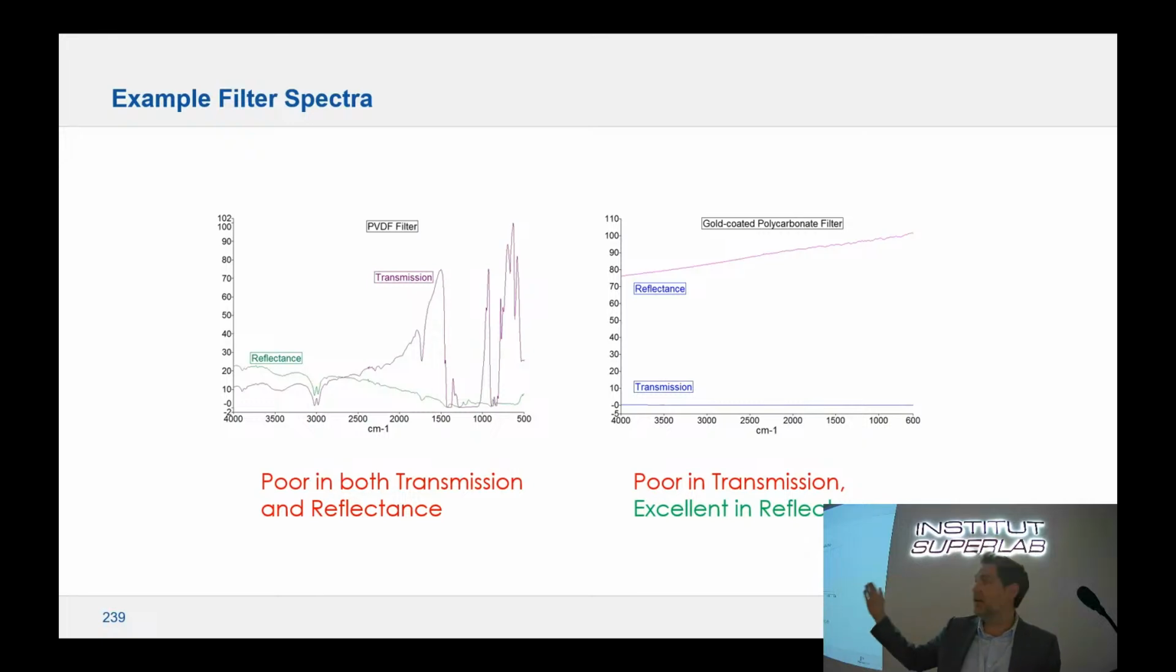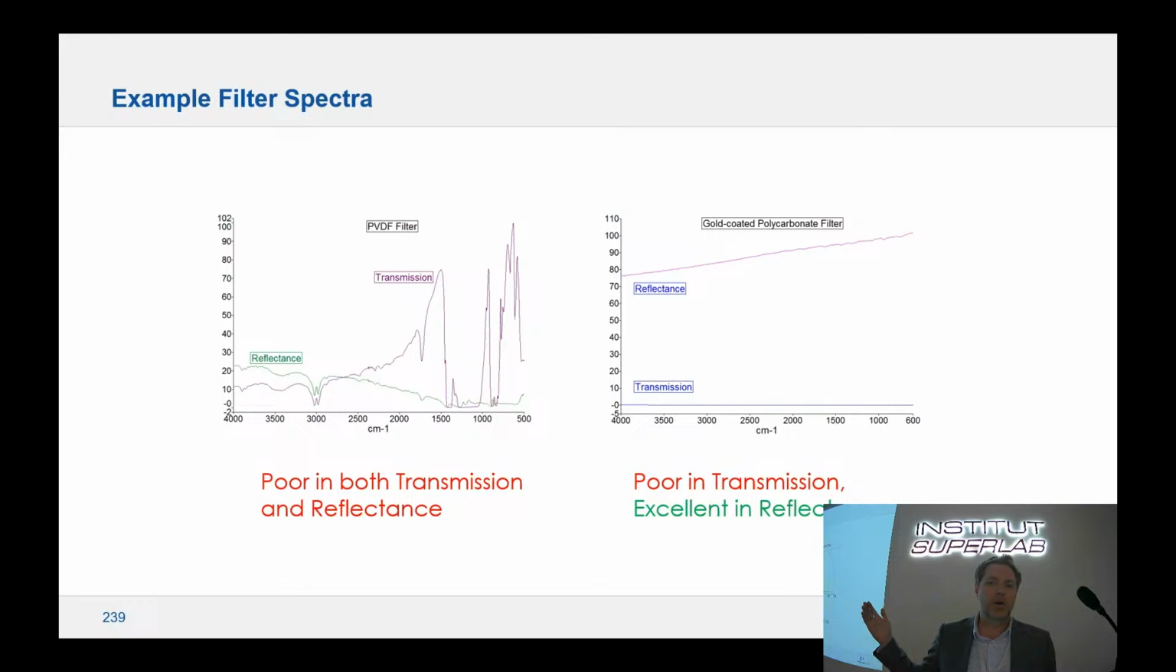PVDF filter on the left, and then the gold-coated polycarbonate filter on the right. Now, why the PVDF filter is not so good: you see that there is a lot of extra information you're getting from the filter in your infrared. Obviously, you don't want your microplastics masked by the filter itself. And you can see that we've taken that filter and done our analysis in transmission and reflectance. You would argue reflectance is a little better there, but there's clearly a signal. So not ideal for infrared analysis.